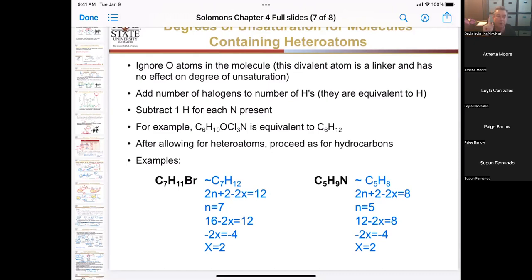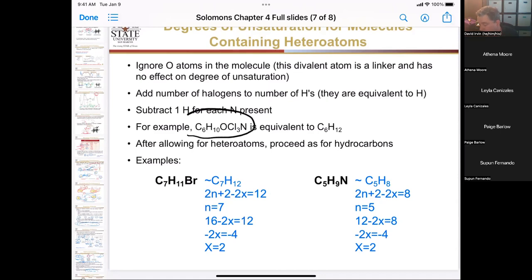nitrogen we have to subtract 1. Why? Nitrogen bonds 3 times and has a lone pair. So there's an extra hydrogen there. So we have to remove that hydrogen to account for its being bonded 3 times. That means that we can take any set of atoms and turn them into a simplified just carbons and hydrogens.